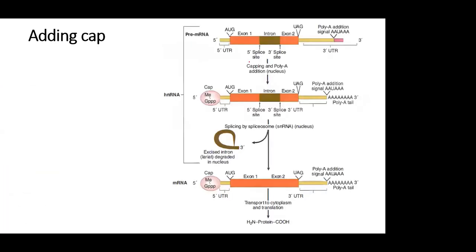Before we add the cap, this is the messenger RNA, the pre-messenger RNA, and this is the full mature RNA after the process. What's happening here in the middle, there are certain processes that are going to be applied to change the pre-messenger RNA to the messenger RNA.